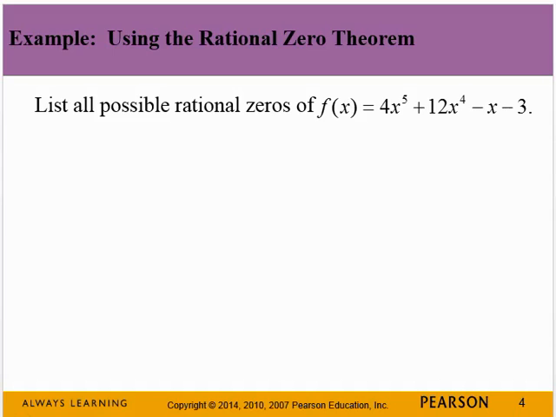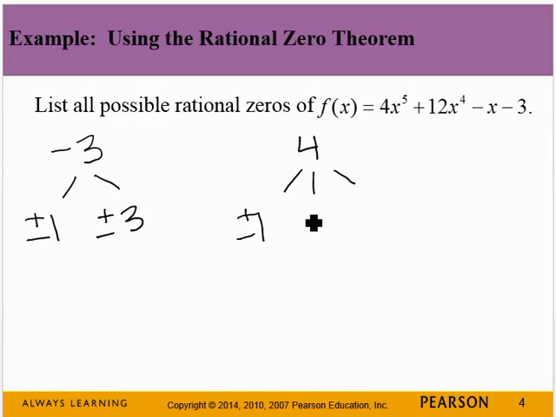So what you want to do when you look at a problem like this, you want to say, what is my constant term? My constant term is negative 3. You have factors of negative 3, plus or minus 1, plus or minus 3. Your leading coefficient is 4. Your factors of 4 are plus or minus 1, plus or minus 2, plus or minus 4.